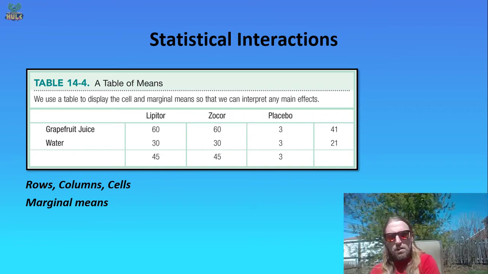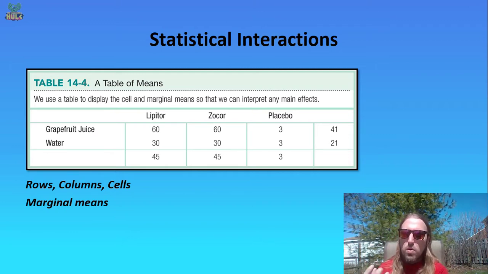So the level of liver enzymes for Lipitor and grapefruit juice was 60. The level of liver enzymes with Lipitor and water was 30. The marginal mean then would be the average of those two, and that's why 45 is written below that. We see the same thing over there with Zocor with another marginal mean of 45, and then the placebo has a marginal mean of 3 and 3, which is, of course, 3.